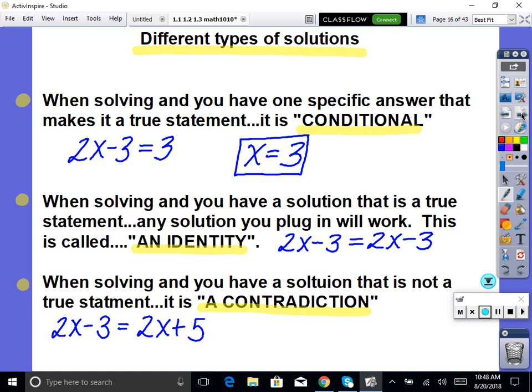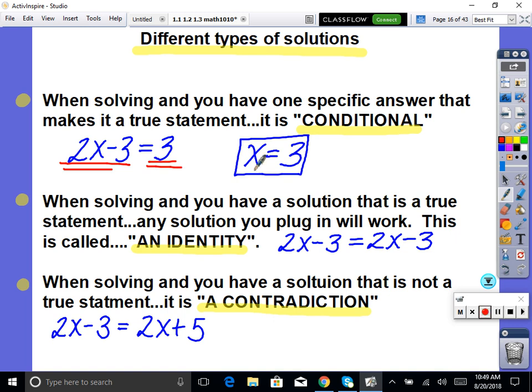Okay, so a conditional answer is when you have one solution. For example, it's saying, does this equal this? Yes, because here's why. If we get one answer, it's conditional. It's saying, when is this a true statement? Well, it's a true statement on the condition that x equals 3, and only on one condition. Does that make sense? So if you get one answer, it's on that condition that it's a true statement, so that's why it's conditional.